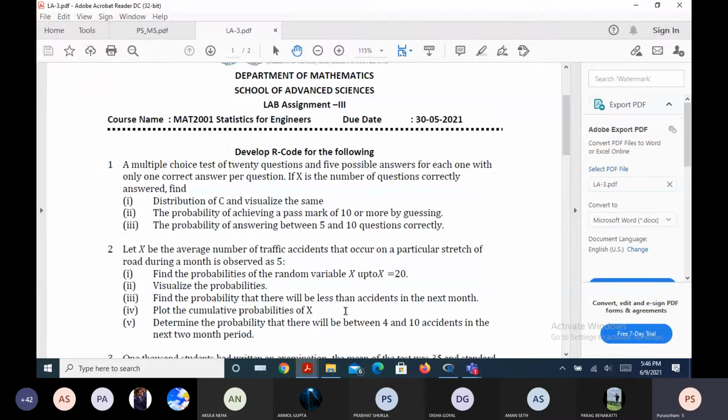X be the average number of accidents that occur on a particular stretch of road. So lambda is given as 5 per month. Find the probability that there will be no accident in the next month.